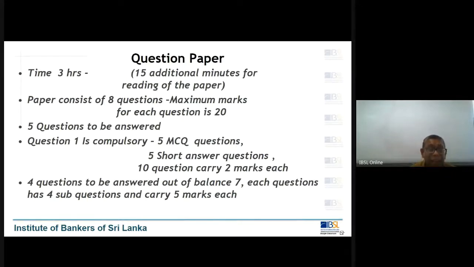But our exam paper consists of this. For every exam subject we have a 3-hour paper, with 15 minutes additional to read the paper.